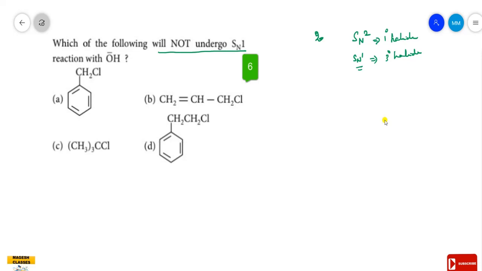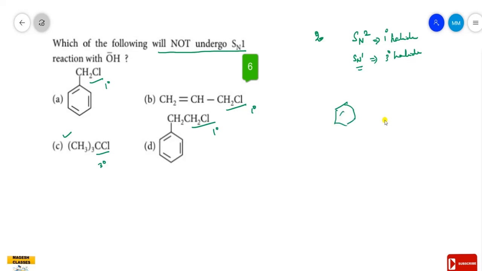Here the CCl is a tertiary, so it undergoes SN1 type. And the CH2Cl compounds are primary, and this one is primary, and this is also primary. So the complication is that three primary halides are present. Which one does not give this SN1 type? Okay. So in case of the first one, A, the benzyl chloride.